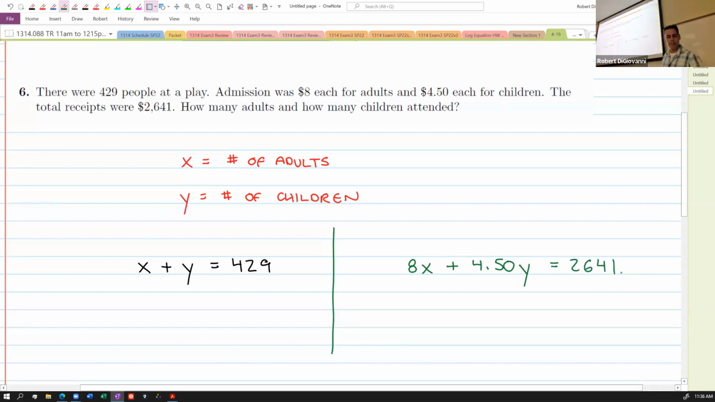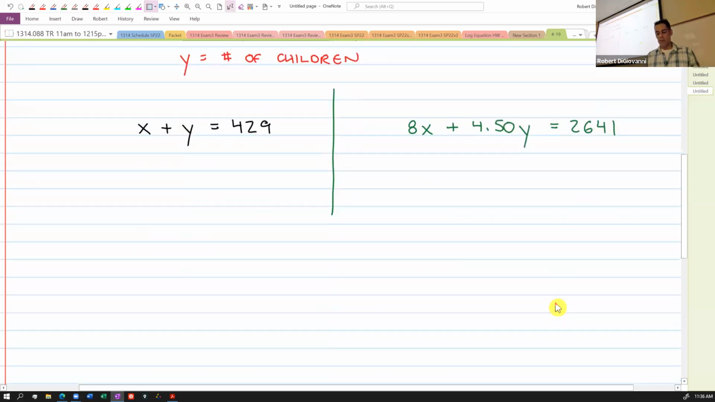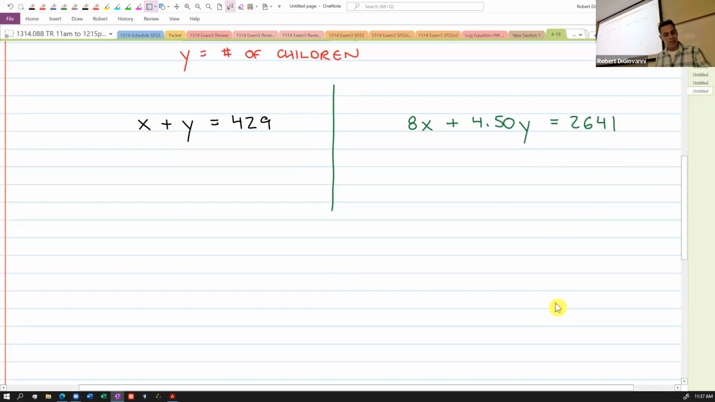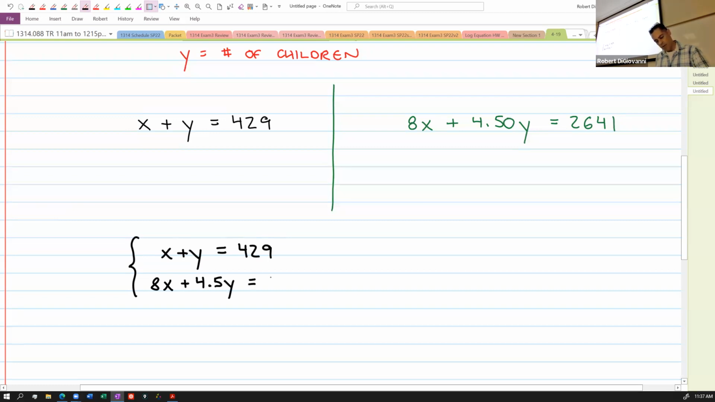There we go. So we have two equations, so we can create the system now. The system will look like this. X plus Y equals 429. And 8X plus, I'm going to put 4.5, I don't need the 0, 4.5Y equals 2641.